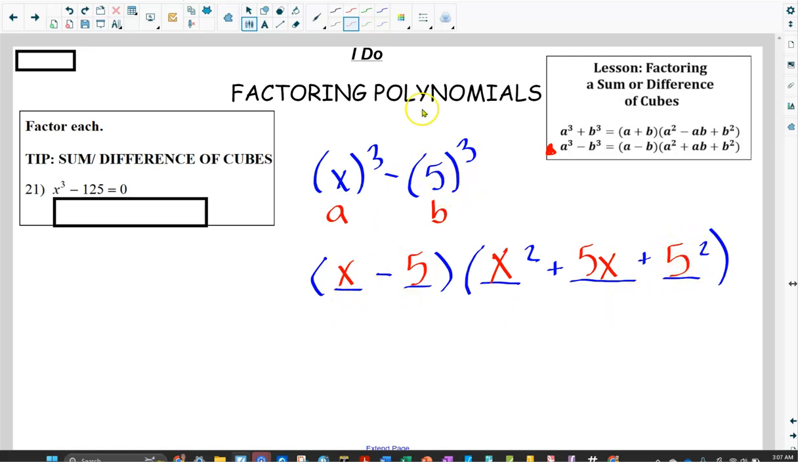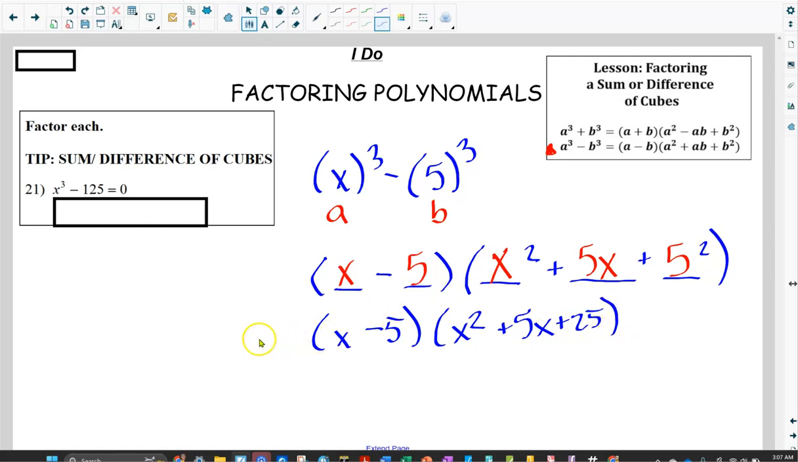Okay, and I guess just to finish the formalities, we'll clean it up here and get us x squared plus 5x plus 25, and we are done factoring this. Alright, the rest of the time we'll spend in class practicing.